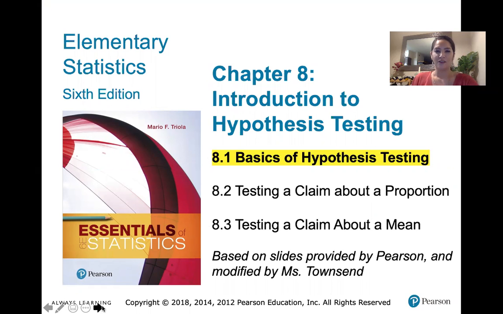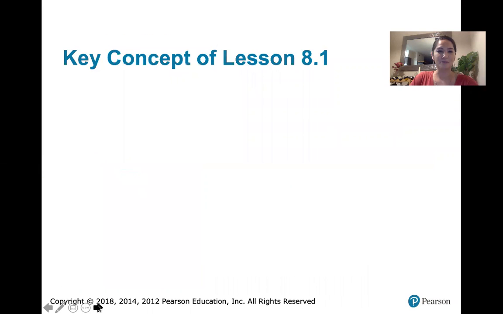our course. There is at least one more section about testing a claim about standard deviation or testing a claim about variance, but we won't be covering that due to time constraints. But lesson 8.1 is about the basics of hypothesis testing, and in 8.2 and 8.3 we're going to focus on testing claims about proportions and claims about means. This is the 8th chapter in Essentials of Statistics, 6th edition by Mario Triola.